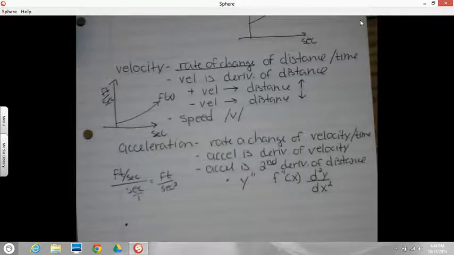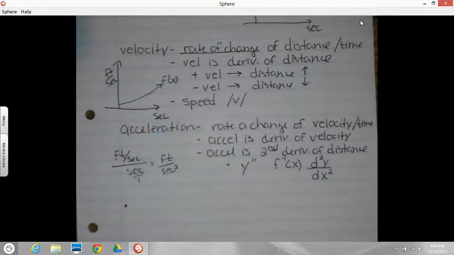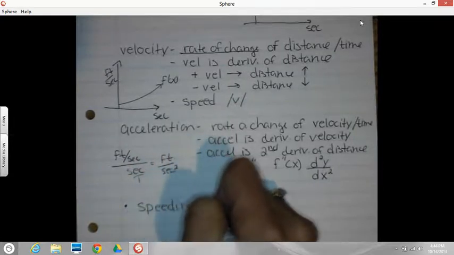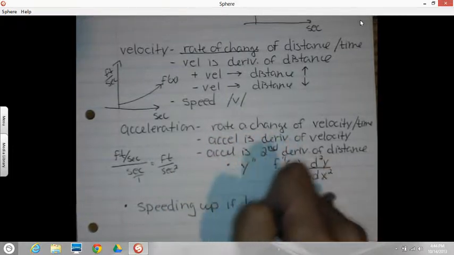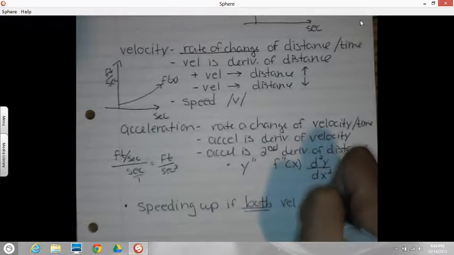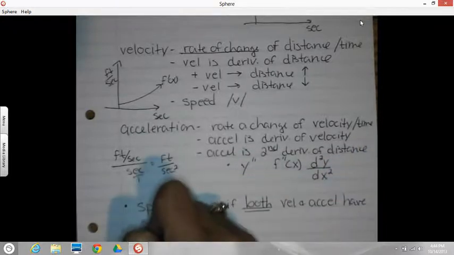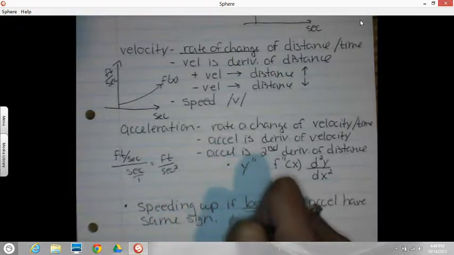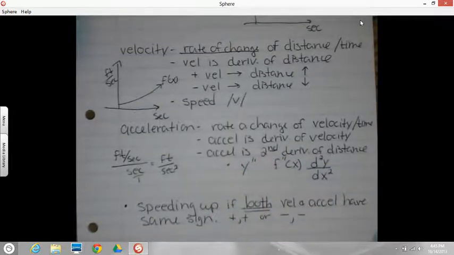Okay, now how can you tell if an object is speeding up without actually looking at it or seeing it? We can use these derivatives to tell us that. An object will be speeding up if both velocity and acceleration have the same sign. That means they're either both positive or they could both be negative, because remember, negative is just a direction. So if both signs are the same, your object is speeding up.